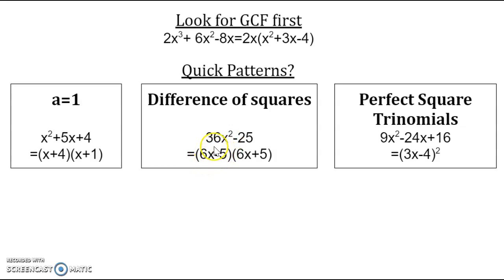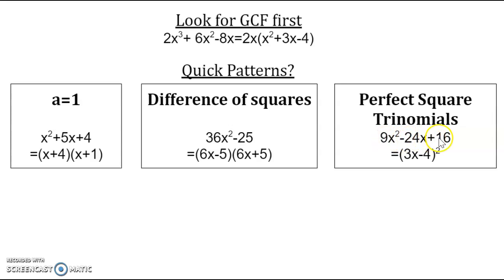And the pattern is that the square root of the first term goes 6x here, 6x here. Square root of the last term, 5, 5 here. Okay, and then one's going to be negative, one's going to be positive. What about perfect square trinomial?